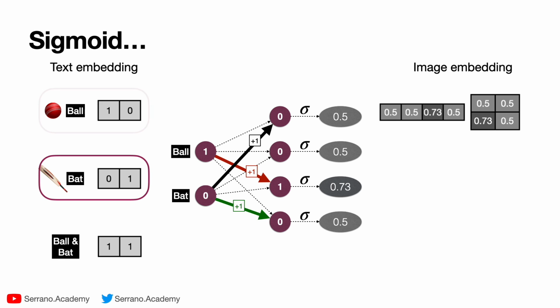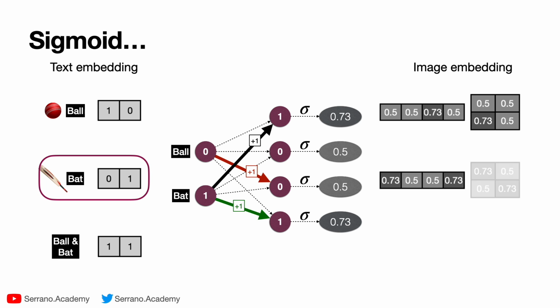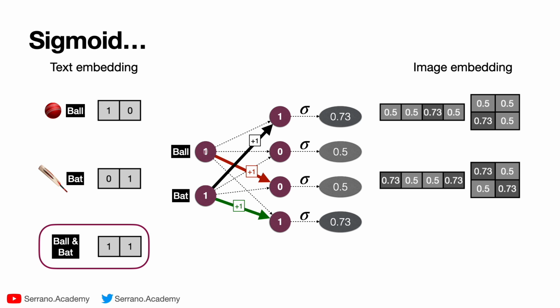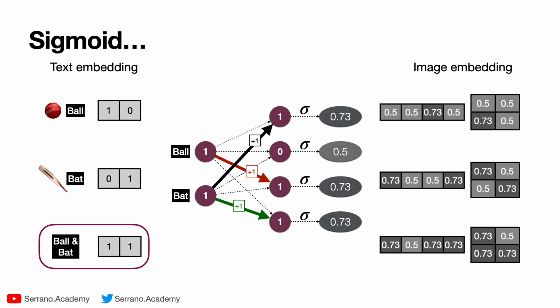What happens to a bat? Well, the vector 0, 1 now goes to the vector 1, 0, 0, 1. And when put through a sigmoid function, that becomes 0.73, 0.5, 0.5, and 0.73, which is this image where you can sort of see the bat, but it's not very clear. And finally, ball and bat will be 1, 1, that goes through to 1, 0, 1, 1, that now goes to 0.73, 0.5, 0.73, 0.73, which is again a ball and a bat, but not super clear.